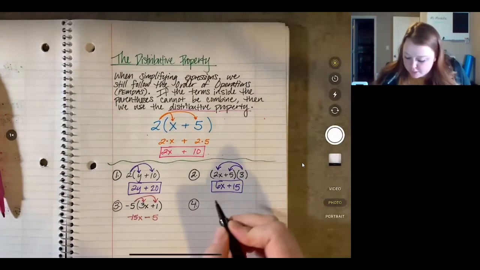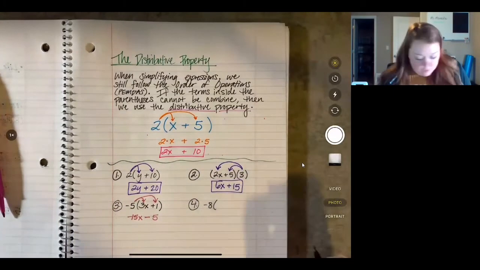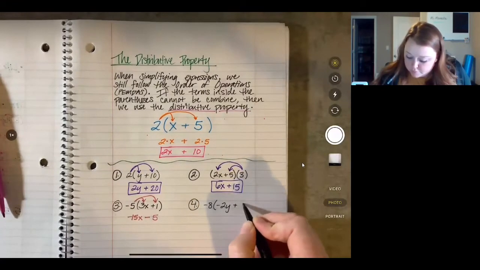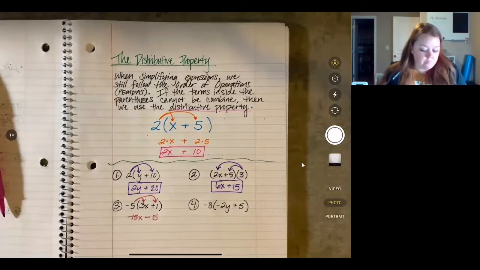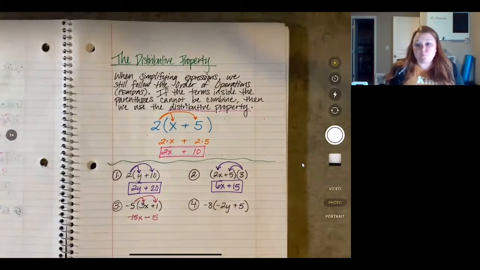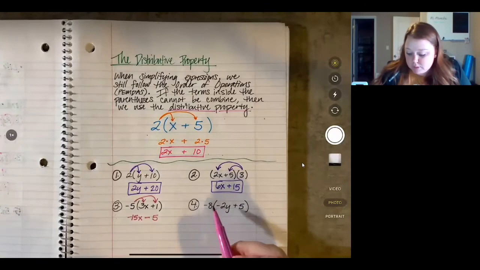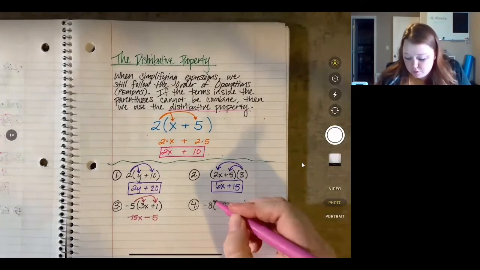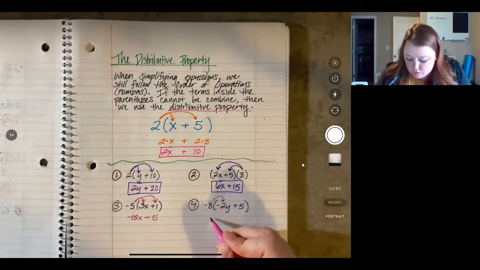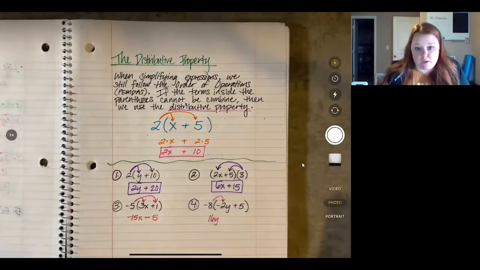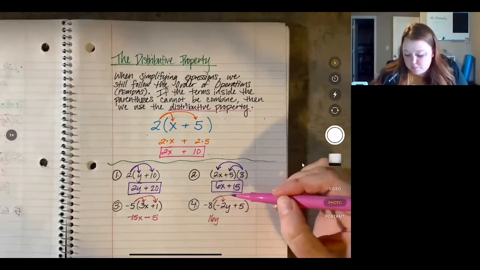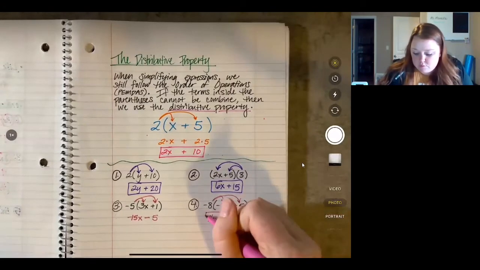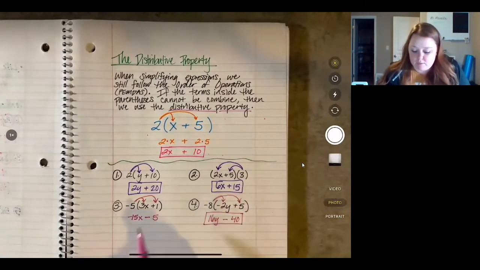Number 4, you have a negative 8 out front. On the inside, you have negative 2y plus 5. Go ahead and do that one. Okay. Negative times negative is positive. So 8 times 2 is 16. So that'd be 16y. Positive 16y. Negative 8 times positive 5 is negative 40. So final answer, 16y minus 40.